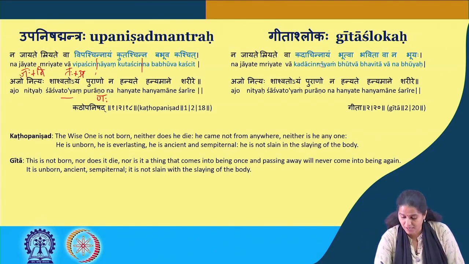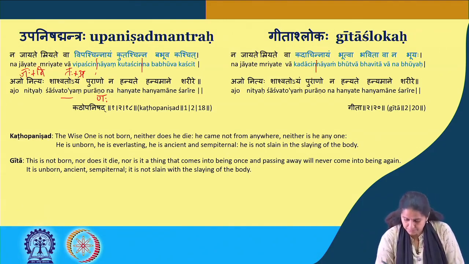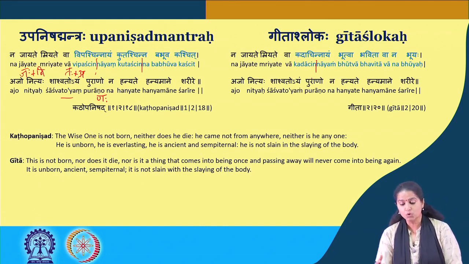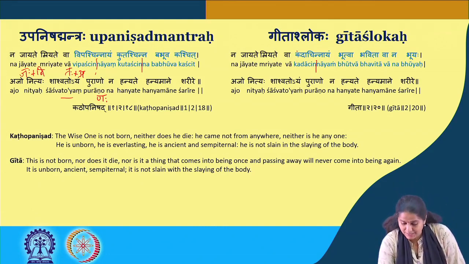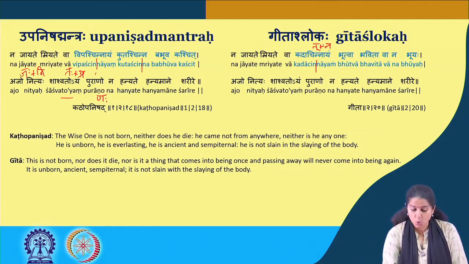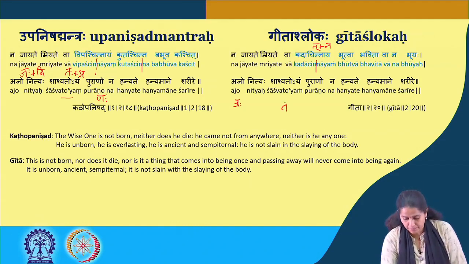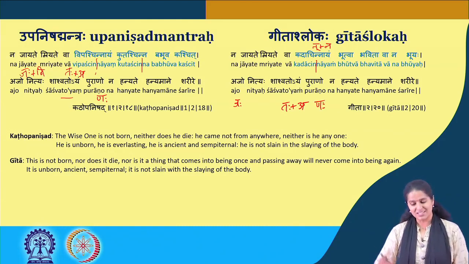And what happens when we do it in the Gita shloka here? Najayate mriyate va kadachin. Kadachin is there. Nayam bhutva. So kadachin is actually kadachit plus na. Na bhutva bhavita va na bhuyah. Ajo, again ajaha. Nityaha shashvatoyam, shashvataha ayam. Purano puranaha. Nahanyate hanyamane sharire.